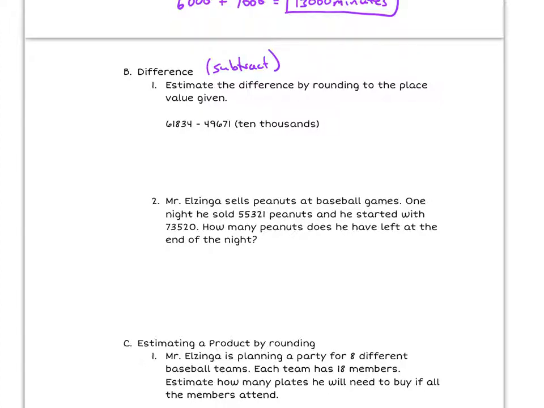So rounding to the 10,000s place. Which one's the 10,000s in this one? The 6, 1, 8, 3, or 4? 6. So we look to the right. It's a 1. So the 6 stays a 6. And in my next number, which one is my 10,000s? The next number is a 9. So it becomes a 5. 50,000. So 60,000 minus 50,000 is 10,000.